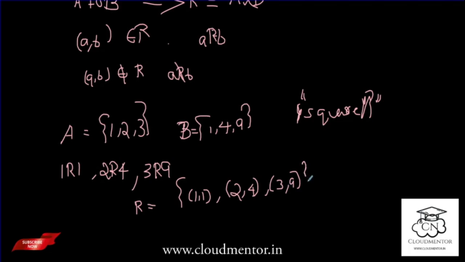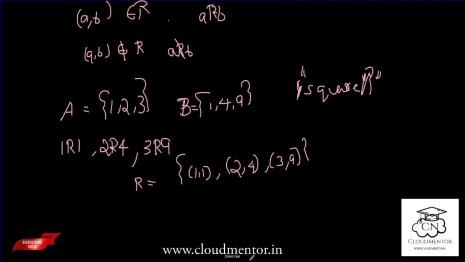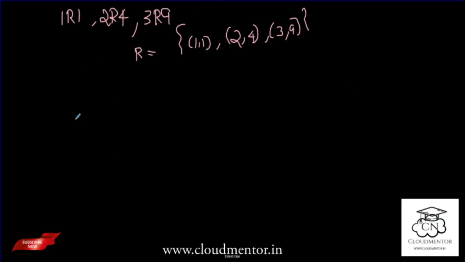Okay, I hope you understood that. And now let's talk about the domain and range of relations. Let R be a relation from A to B. The domain of R is the set of all those elements a of A such that the ordered pair (a, b) is an element of the relation R for some b in B.